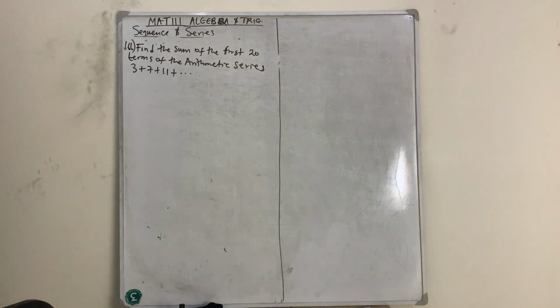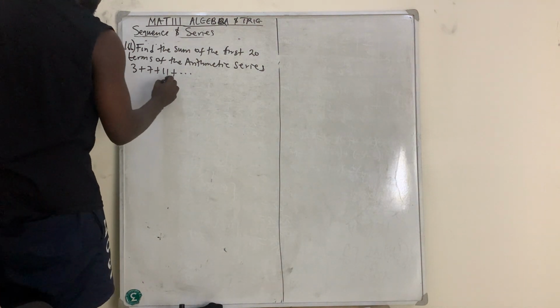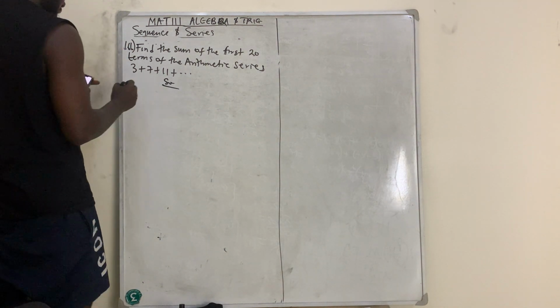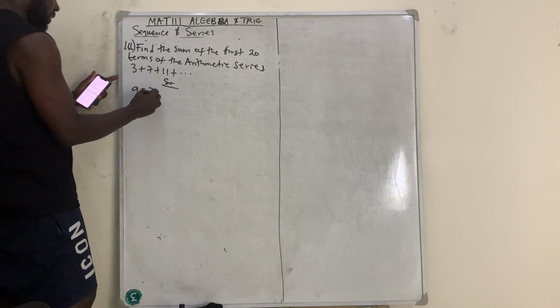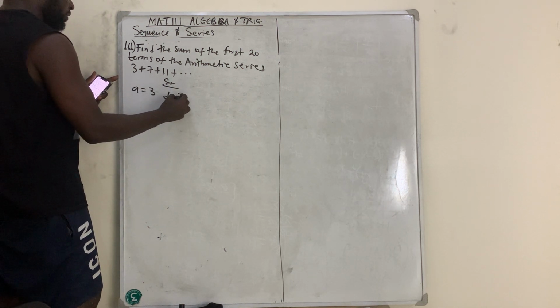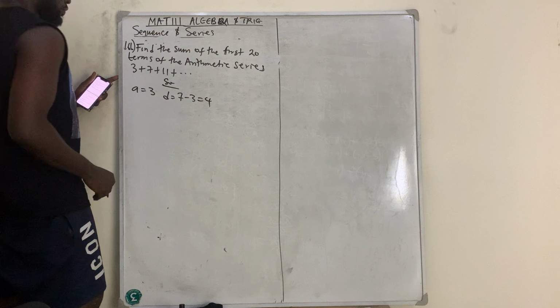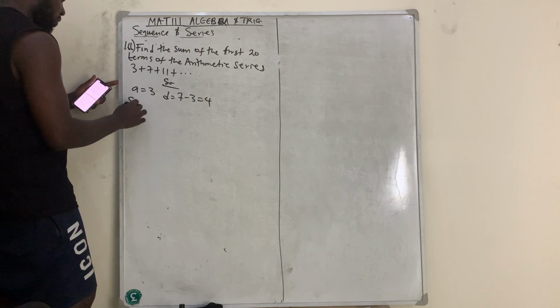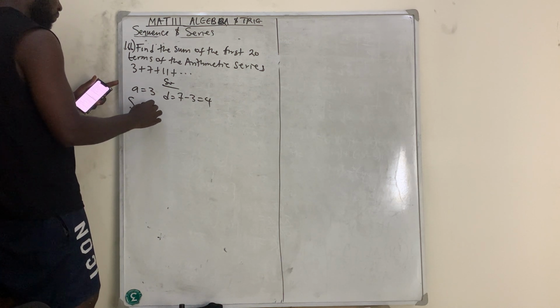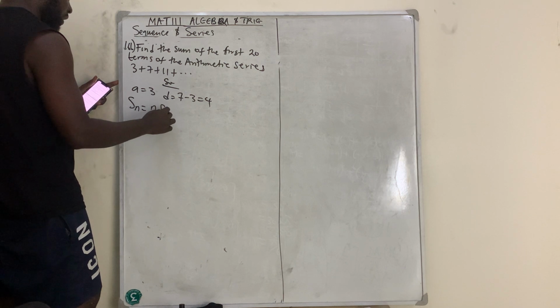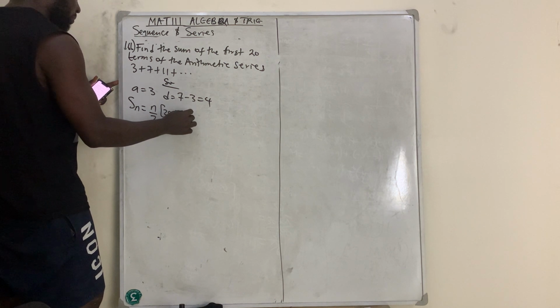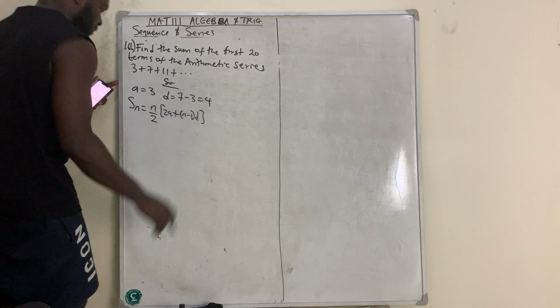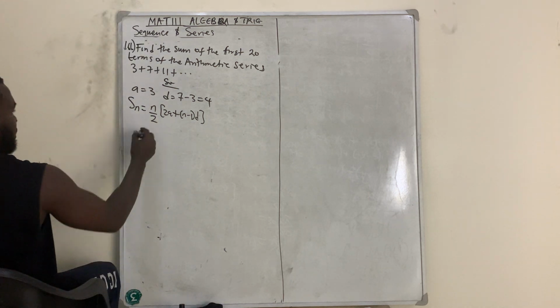Okay, so this is very, very simple. If you look at this, you will see that the first term here is 3, and the common difference is the second term minus the first term, which will give you 4. You know that the sum of an AP is n over 2 in bracket of 2a plus (n minus 1) d. That's the formula for the sum of the terms.